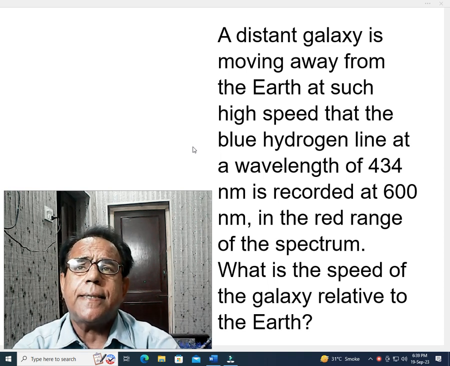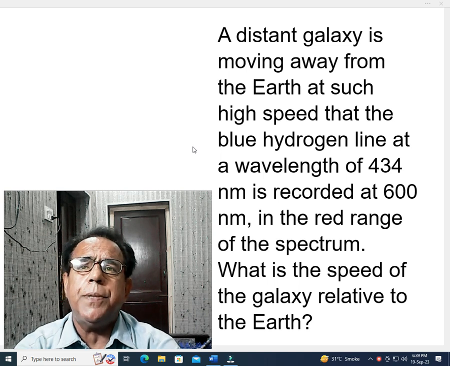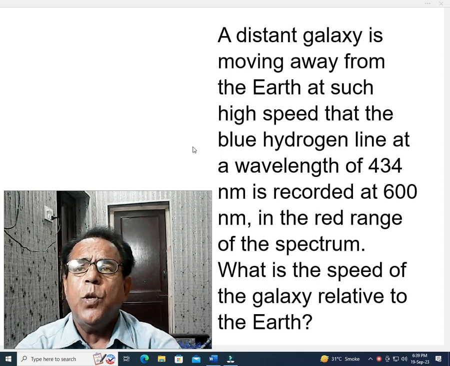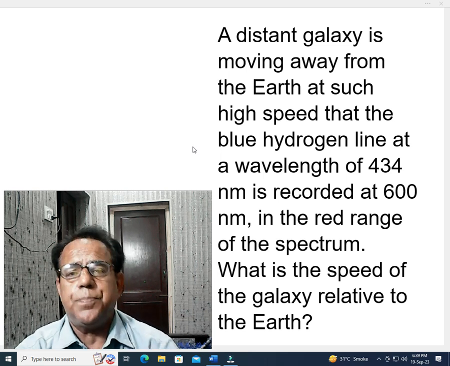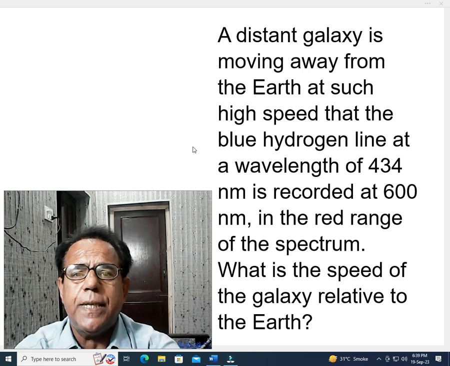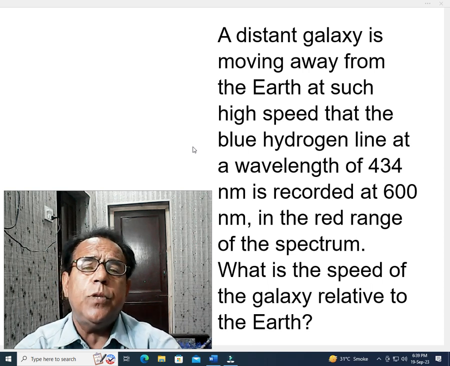A distant galaxy is moving away from the Earth at such high speed that the blue hydrogen line at a wavelength of 434 nanometer, nano standing for 10 raised to the power minus 9, is recorded at 600 nanometer in the red range of the spectrum. What is the speed of the galaxy relative to the Earth?